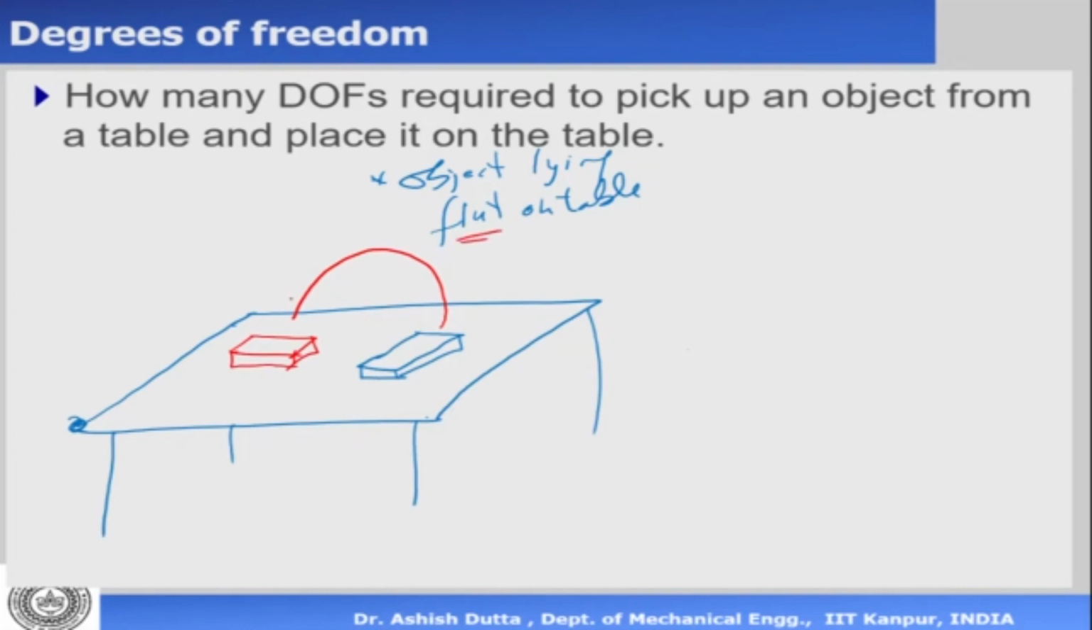So I want to design a robot. Let's say there is a robot here. It has some degrees of freedom. It has to go and catch this and pick it up. The question is, how many degrees of freedom are required? I hope the question is clear. I have placed an object on the table, flat on the table. You can imagine this is your mobile phone maybe. It's a rectangular object, cuboidal object.